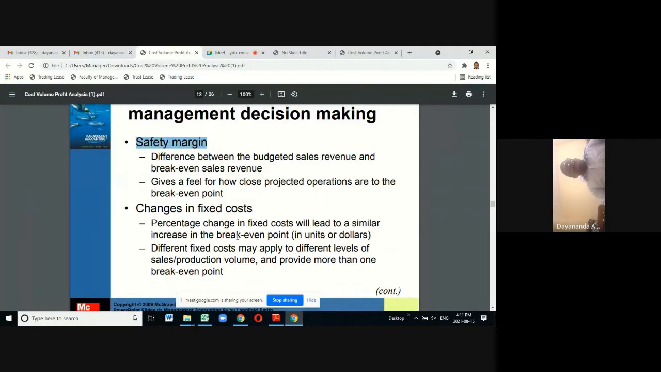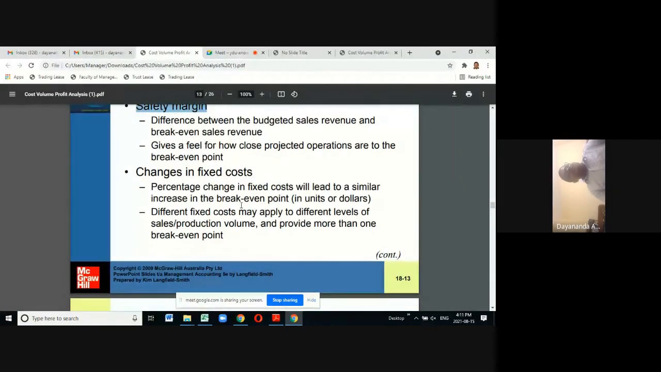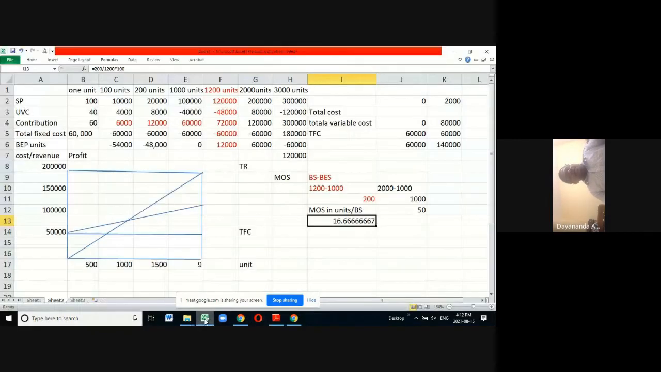Okay, right. Changes in fixed cost. A percentage change in fixed cost will lead to a similar increase in break-even point. Different fixed costs may apply to different levels of sales production volume and provide more than one break-even. But the idea here is, now what happened, our break-even point increased by 80,000, not 60,000.